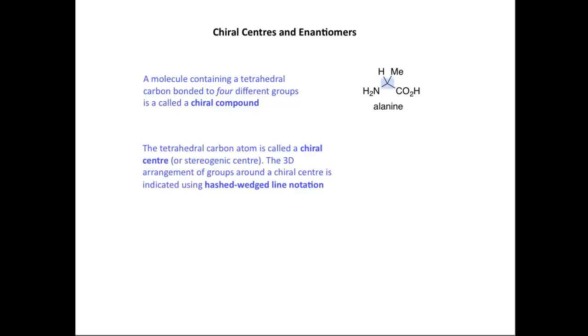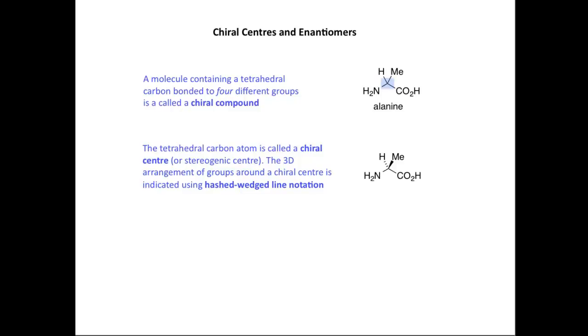And so, for example, here we have alanine. The carbon atom in the middle of alanine is bonded to 4 different groups: an amine, a carboxylic acid, a methyl group, or CH3, and a hydrogen. So the carbon atom in the middle of alanine is indeed chiral. The tetrahedral carbon atom is called a chiral center or stereogenic center, and the 3D arrangement of groups around a chiral center is indicated using hashed wedged line notation.